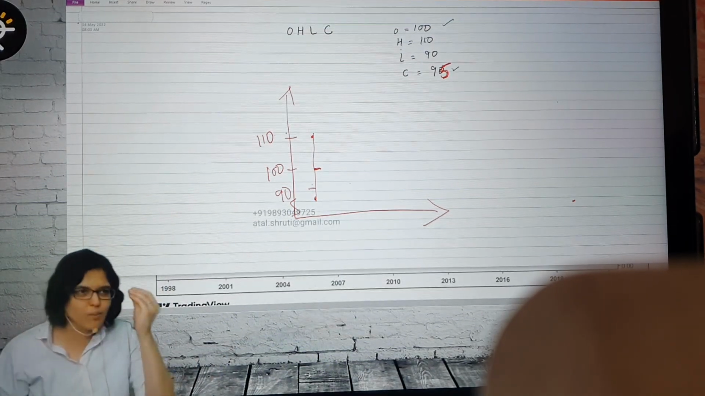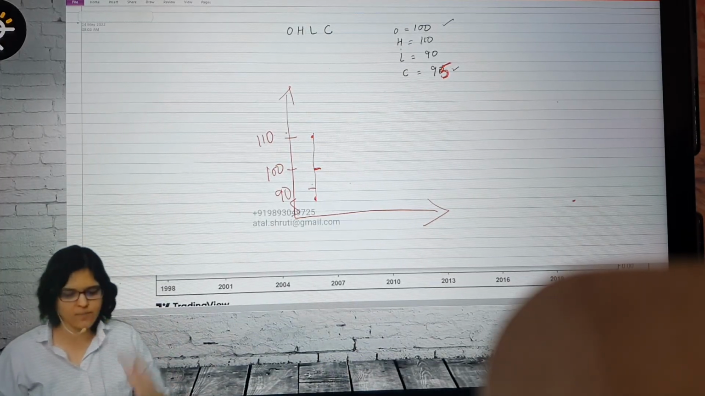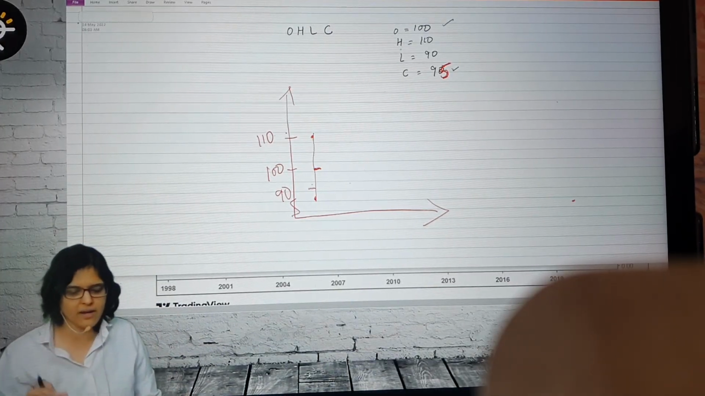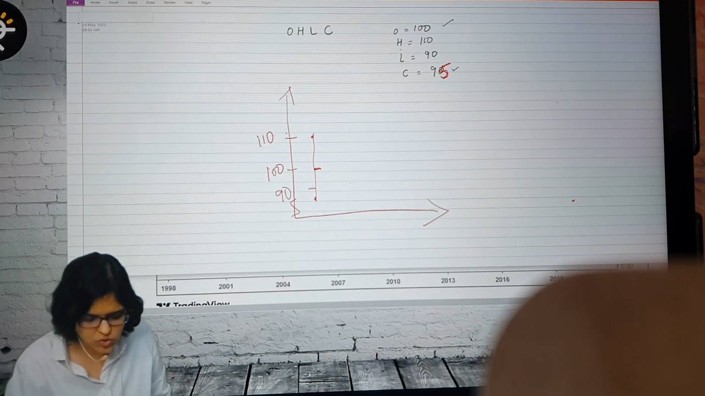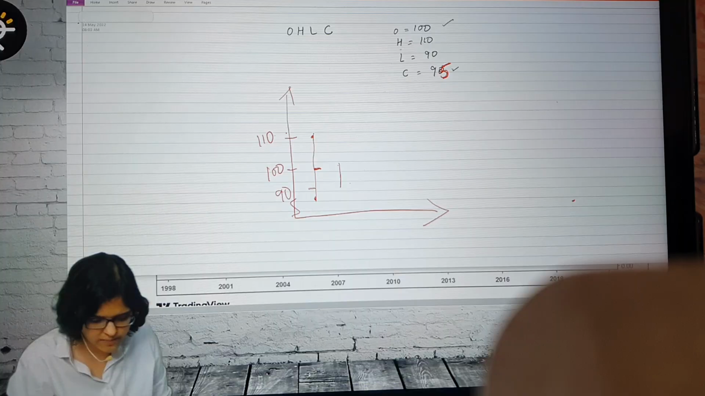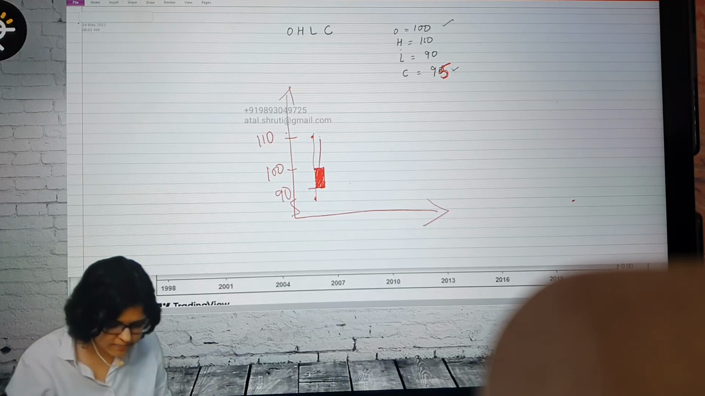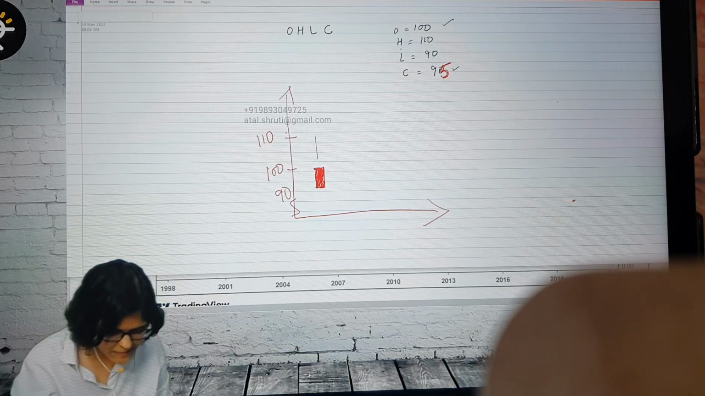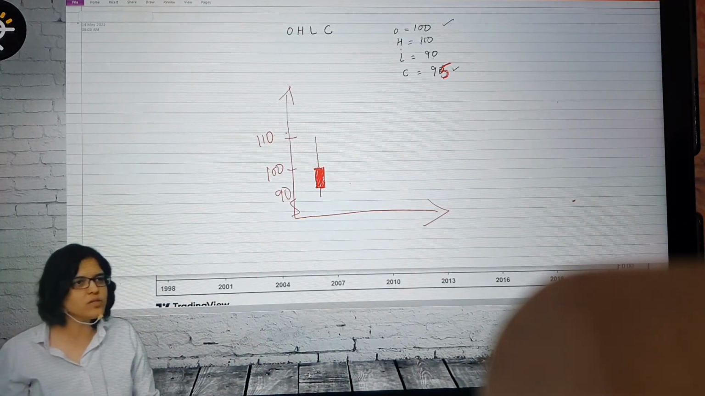So let's come to the type which almost everyone uses. And what is that? That is the candlestick. For the same data point, OHLC 100, 110, 90 and 95, what color candle would I have drawn? Red color candle again. So open at 100, close at 95. High point is 110. Assume this is a vertical line. And low is 90. Have you understood this? Yes.